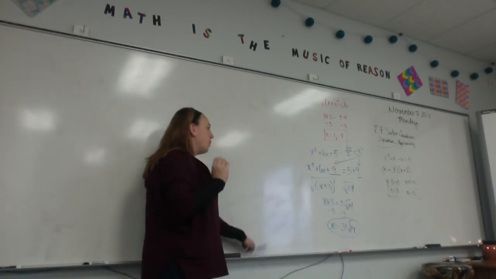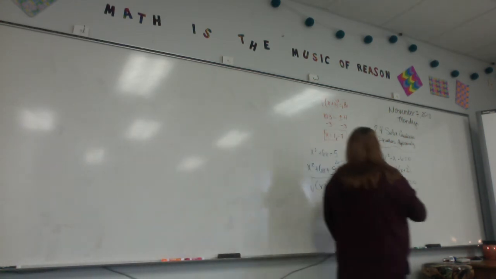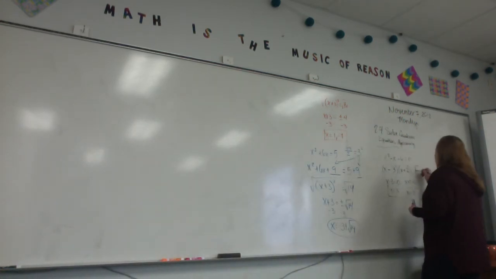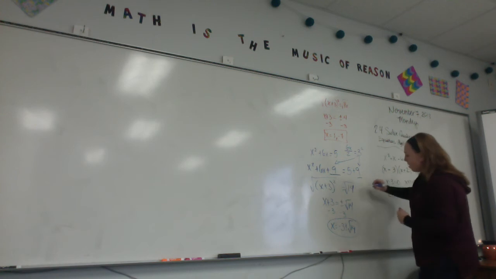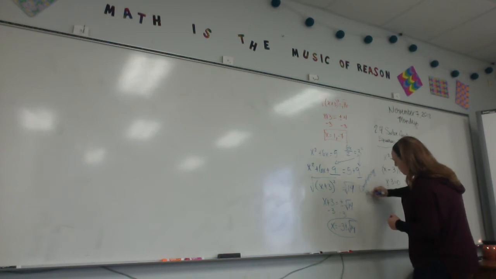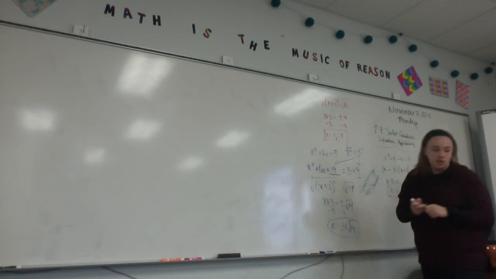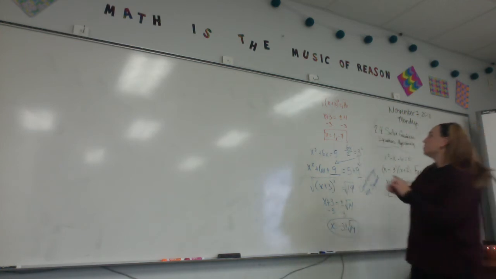Okay, so we've done it 3 ways now. This is factoring. This one's completing the square. And the red one is considered extracting square roots.